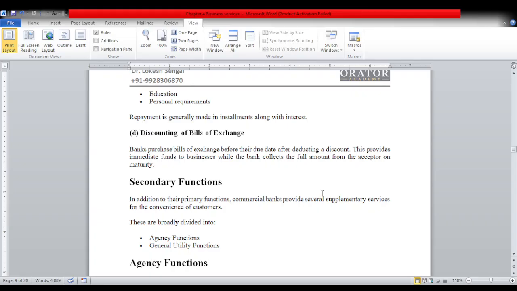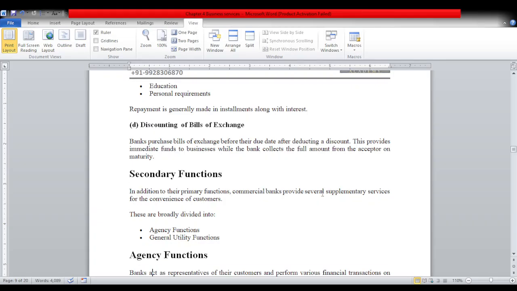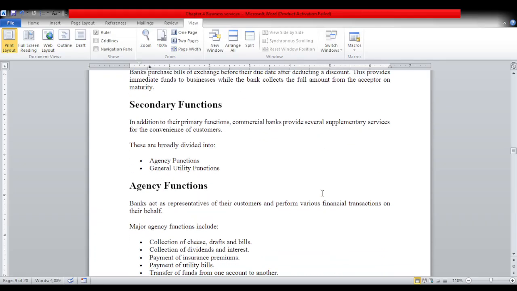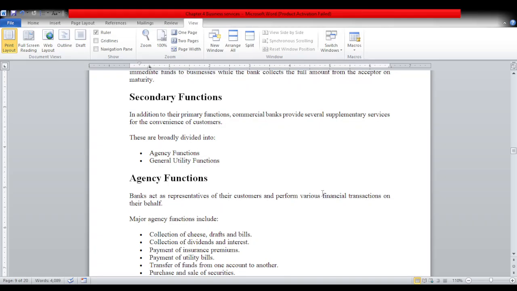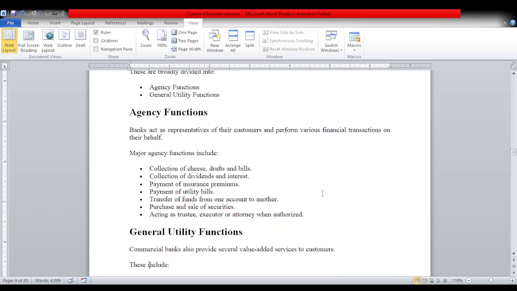Next is your secondary function. After studying your primary function, we are moving to the secondary function. In addition to the primary function, commercial banks provide several supplementary services for the convenience of the customer. They are broadly classified into agency functions and general utility functions. Banks act as a representative of their customers and perform various financial transactions on their behalf.